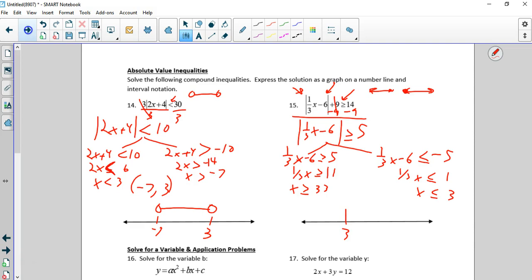So both my answers are positive, 3 and 33. It's greater than or equal to 33 that way, less than or equal to 3 that way. Now if I wrote this in interval notation, oh, sorry, I don't have room for it here. I'll write it underneath. It goes from 3 towards negative infinity with a bracket, union 33 with a bracket out towards positive infinity.